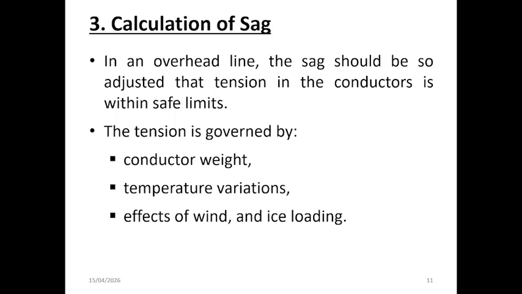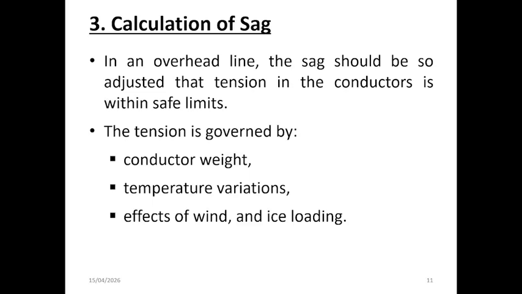This slide is introducing the calculation of sag, which, as I told you, is an essential part of overhead transmission line design. So the sag must be properly adjusted so that the tension in the conductor remains within safe limits, ensuring mechanical reliability and preventing failure. So I told you sag and tension have a relation with each other. So several factors influence the tension in the conductor.